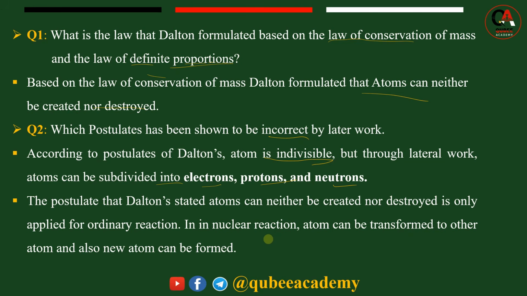Therefore, in a nuclear reaction, one atom can change and form another atom. Two different atoms can combine to form a new atom. So there is the probability to be transformed to another atom. But John Dalton said atoms are neither created nor destroyed. This idea is only applied for ordinary reaction. So this idea of John Dalton failed.